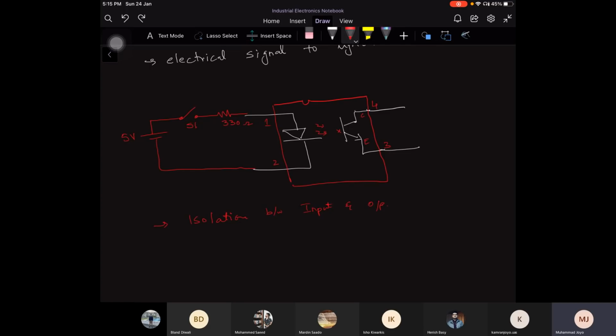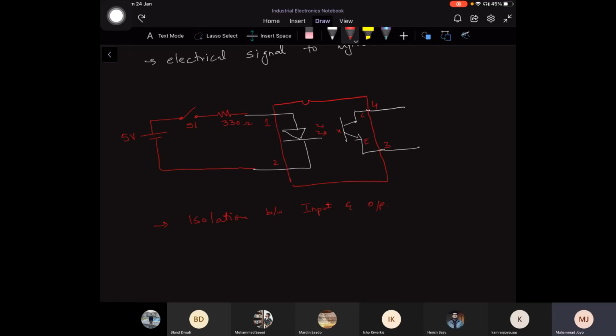Okay, let's see. The output of the optocoupler, you said it converts signal to light, right? Yes. So the output is light. The output of the LED is light, but again, it translates that light signal to electrical. So at pin number 4 and pin number 3, you will be getting an electrical signal.